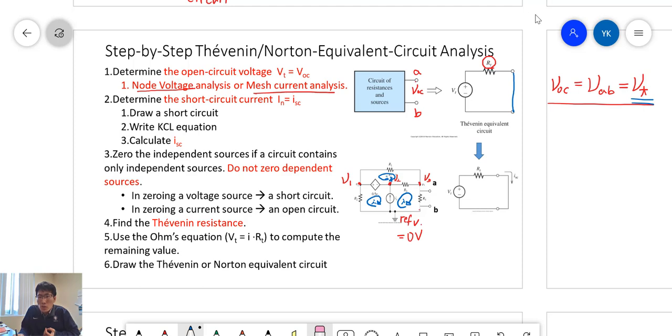Then what happens? This is a kind of loop with one voltage source and one resistance, so we can apply Ohm's law. So the short circuit current can be calculated by VT over RT. Is that correct? Yeah. Intentionally we connect these two nodes, and then current will flow.